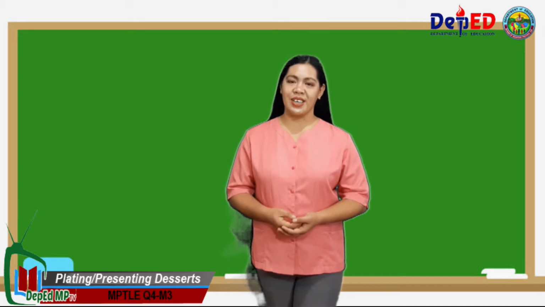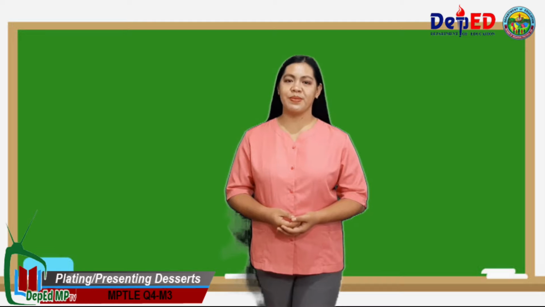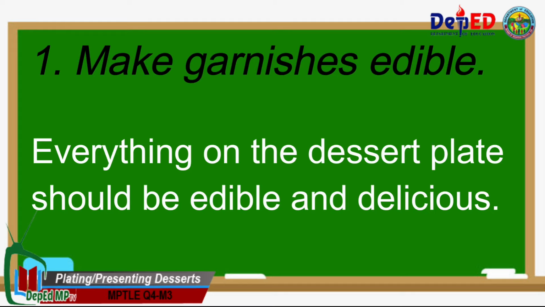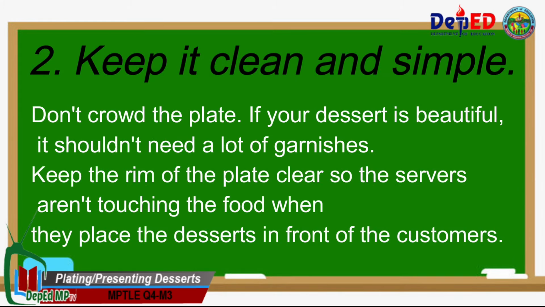Let us move on to activity 2. Here we go. Guidelines in plating desserts. Number 1. Make garnishes edible. Everything on the dessert plate should be edible and delicious. Number 2. Keep it clean and simple. Don't crowd the plate. If your dessert is beautiful, it shouldn't need a lot of garnishes. Keep the rim of the plate clear so the servers aren't touching the food when they place the desserts in front of the customers.